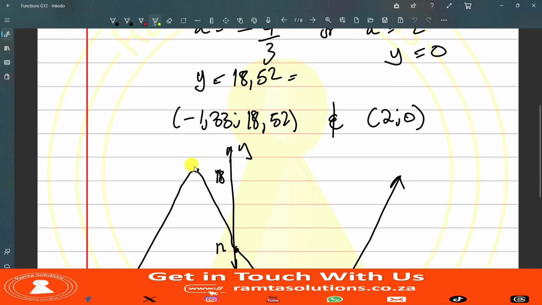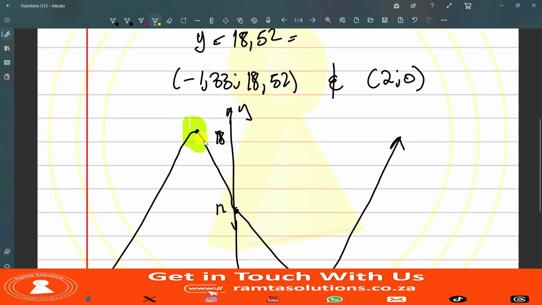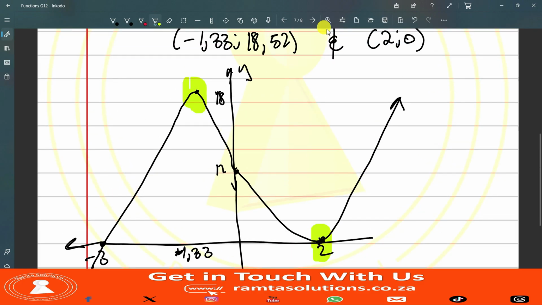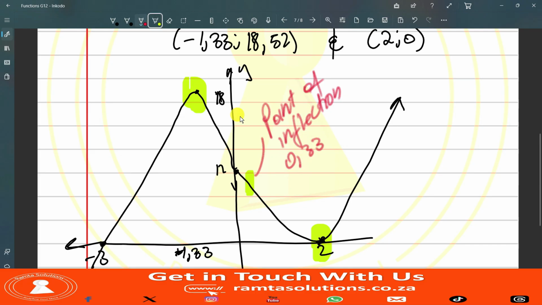This point here, and there should be another point somewhere there that changes concavity. Okay, point of inflection, which I know I didn't mention. Point of inflection. So the point of inflection is supposed to be 0.33. I want to believe that. Okay, but let's go.